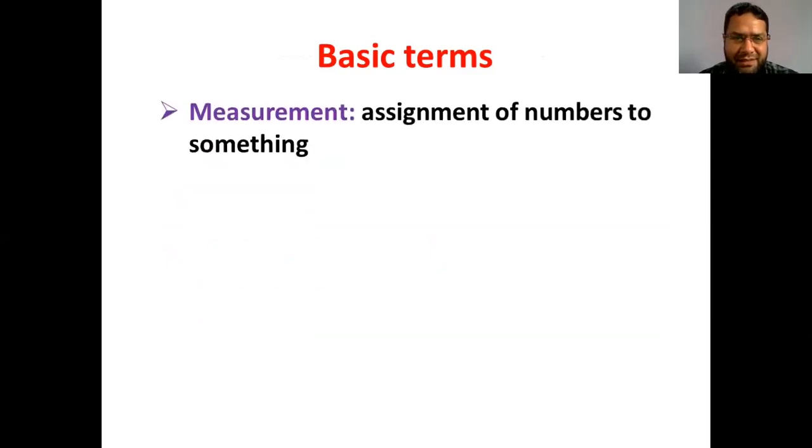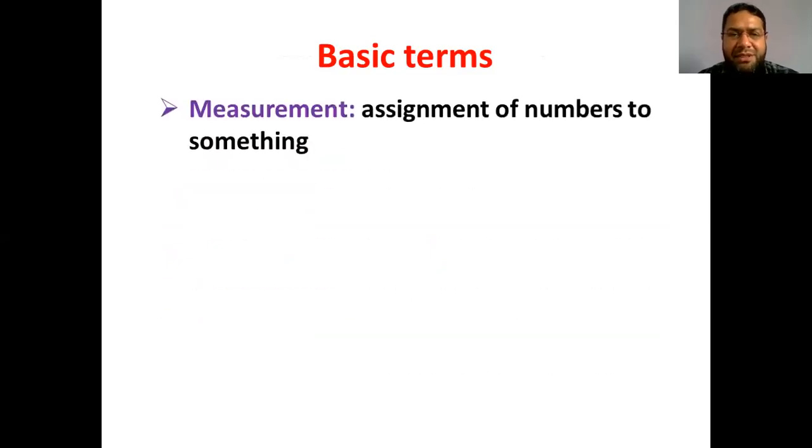Then we shall look at the basic terms which we will come across in the field of biostatistics. So first is measurement. Measurement is simply assigning numbers to something. We are measuring the number of active cases. We are measuring the deaths. We are estimating how many people are recovering. So it is all included in the measurement.